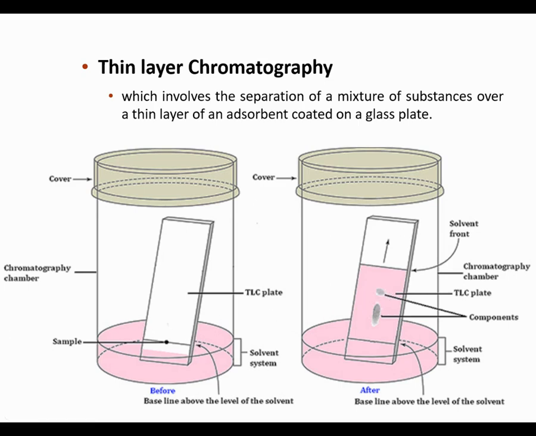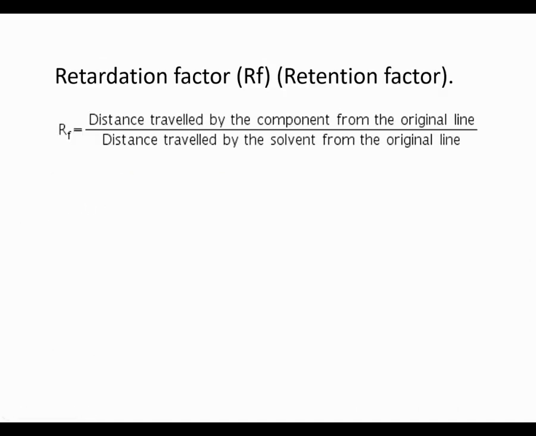Now, you will be using the retardation factor formula. The formula is RF, or retention factor, equals the distance traveled by the component from the original line over the distance traveled by the solvent from the original line. So you use a calculator, of course, to calculate this. Joking. Now, what if you are not able to see the samples?